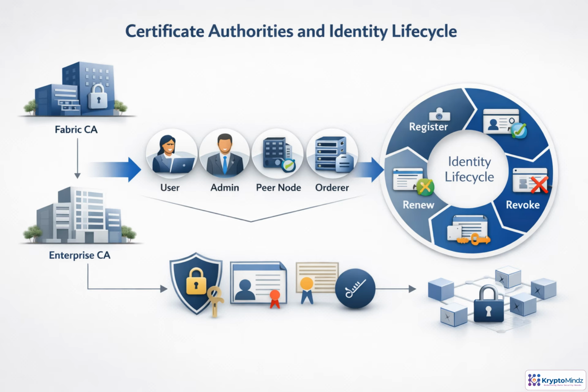Fabric identities begin with a trusted certificate authority. An administrator registers an identity, and enrollment issues the certificates and keys that entity uses to sign requests and prove who it is. That entity may be a user, admin, peer, orderer, or application. Fabric CA can provide this service directly, or an enterprise CA can integrate with it. Over time, identities need renewal, and if trust is lost, they must be revoked.